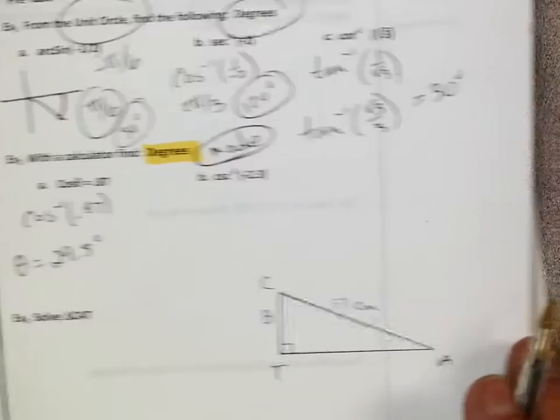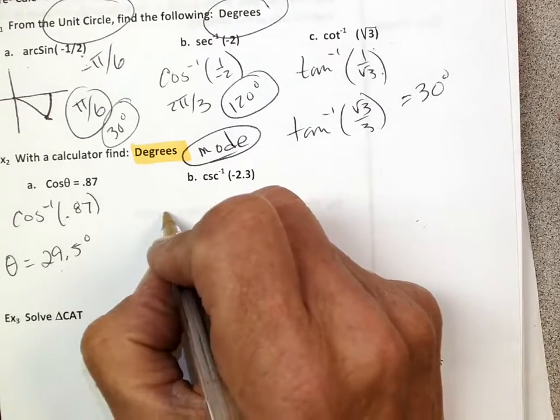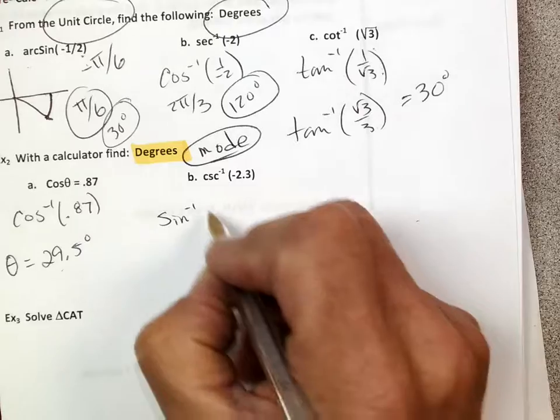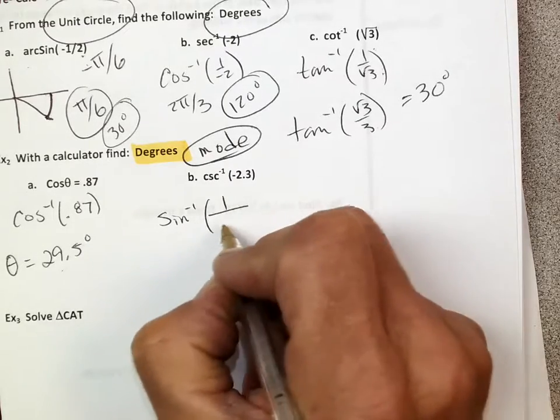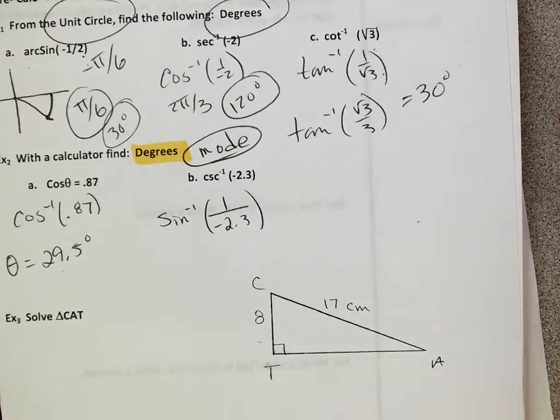Okay, now cosecant. So cosecant's not on our calculator, but we know that sine is. So we're going to do the sine inverse of 1 over -2.3. Okay, so I'm just going to use my calculator.